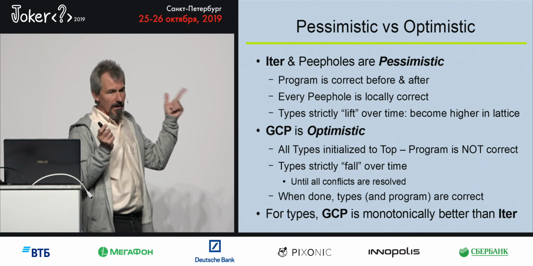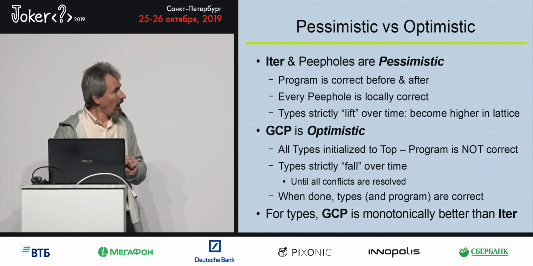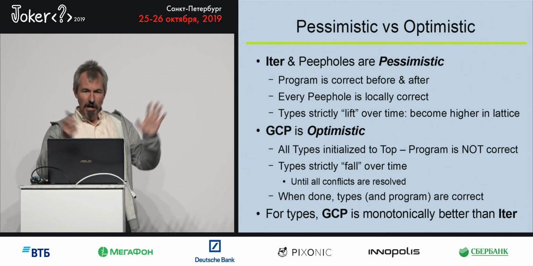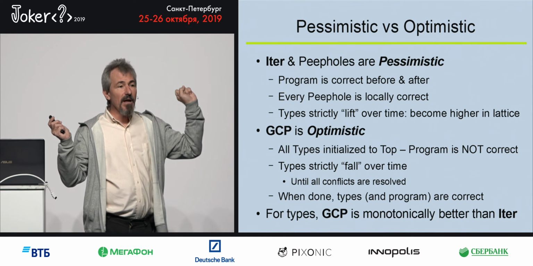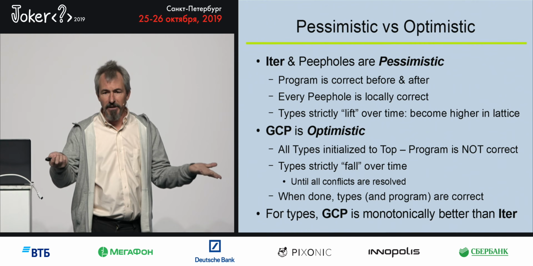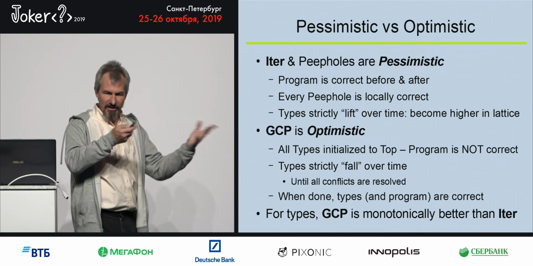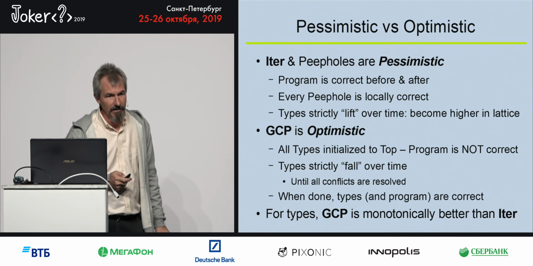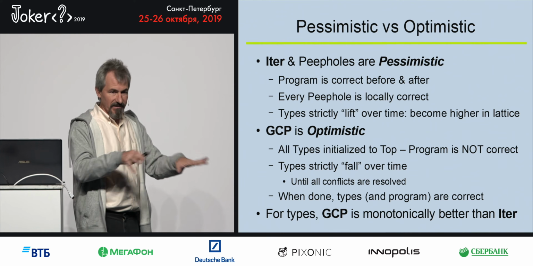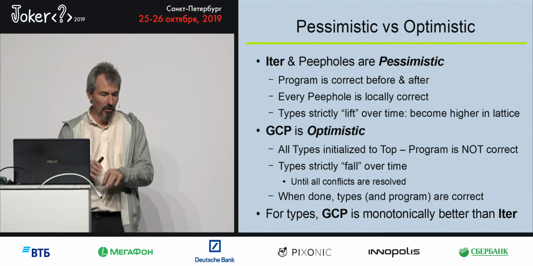GCP, global constant propagation, is optimistic, not pessimistic. I initialize all my types to top. I mentioned I had to have top. Well, this is what it's for. The program's now not correct, because top represents an ambiguous state. I don't understand what it means in the real world, but in a mathematical sense, it works out. Types now fall as I resolve conflicts. And they fall over time until I get stable, and I no longer need to fall. At that point, the program's now correct.